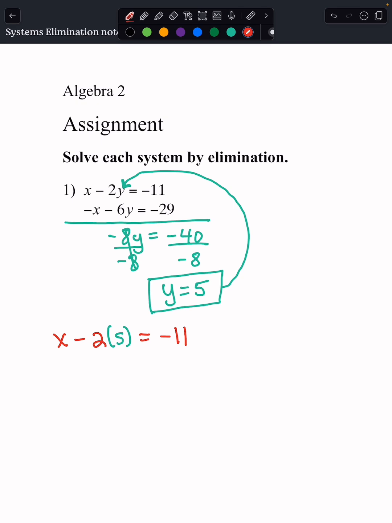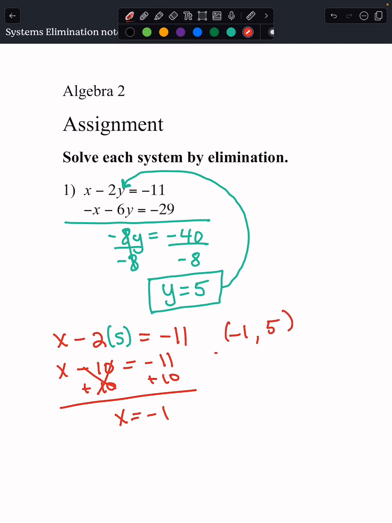Now, I got x minus 10 equals negative 11. This is a one-step equation, which means I'm going to add 10 to both sides. You're going to get x is equal to negative 1. So your answer to this is negative 1, comma 5. And if we were to graph these two, they would cross at negative 1, comma 5. Okay? Let's do the next one.